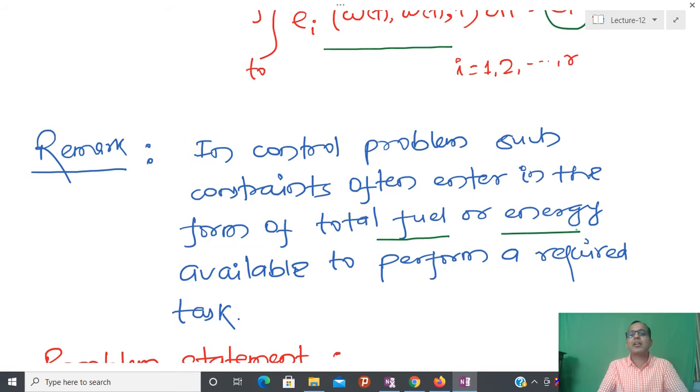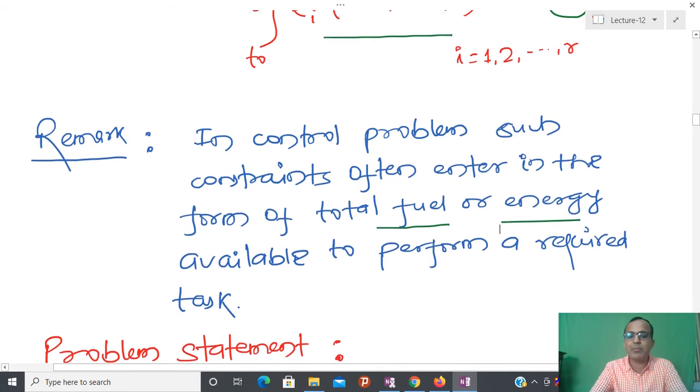And what is our aim? We have to optimize the expenditure of that fuel or energy. So using a minimum amount of fuel, I want to cover maximum distance, or I want to cover maximum job. So that is our aim. And in that class of problem, if you look carefully, this kind of constraint comes into the picture, that is the isoperimetric constraint, which was first introduced by Queen Dido.